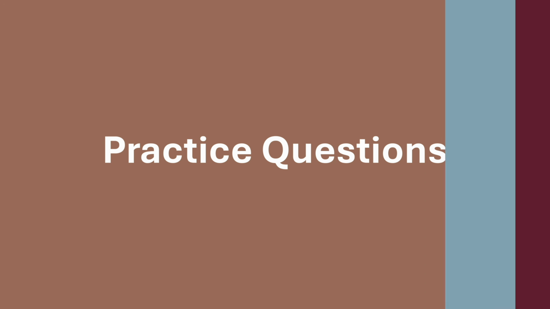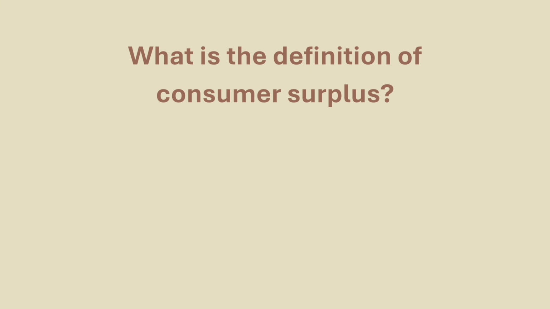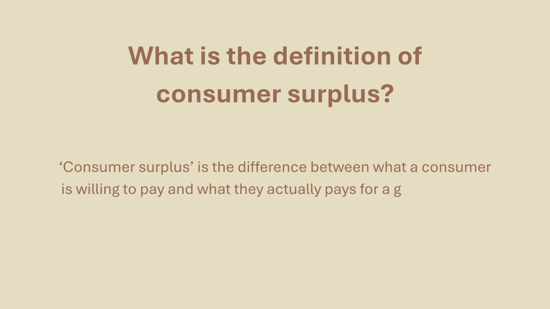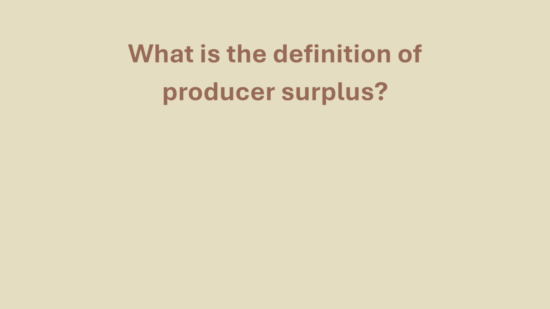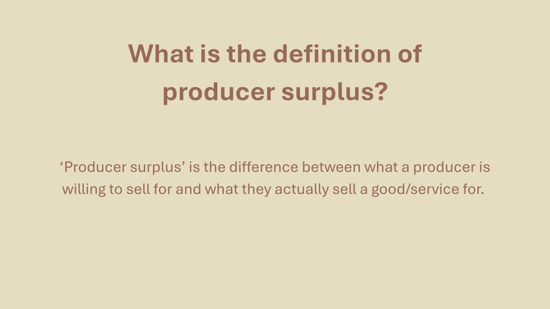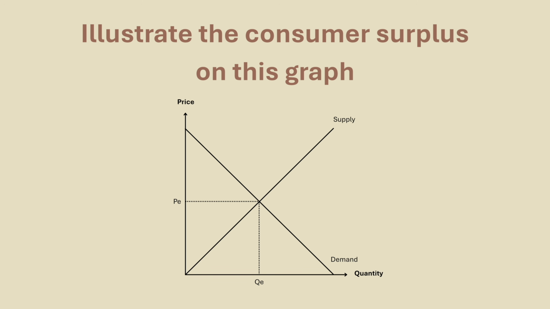What is the definition of consumer surplus? Consumer surplus is the difference between what a consumer is willing to pay and what they actually pay for a good or service. What is the definition of producer surplus? Producer surplus is the difference between what a producer is willing to sell for and what they actually sell a good or service for.